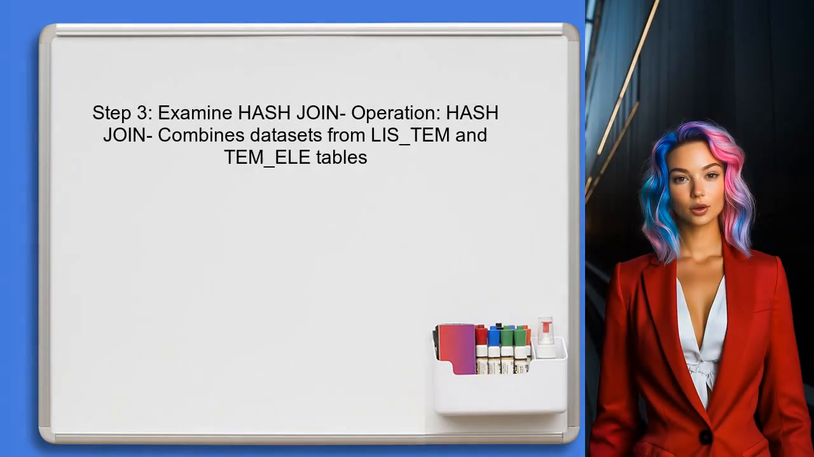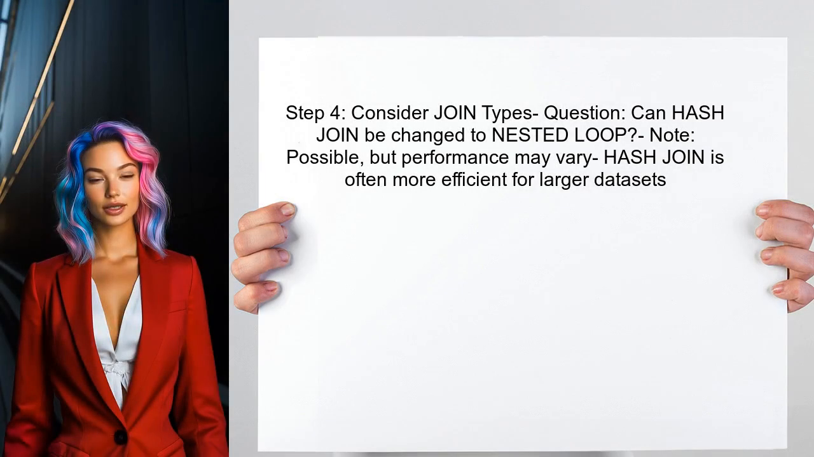The user should then examine the hash join operation. This operation indicates that two datasets are being combined based on a common key. In this case, the user can see that the hash join is used to join the results from the list tem and tem-el tables. Now, regarding the user's question about changing the hash join to a nested loop, it's important to note that while it is possible, the performance may vary based on the size of the datasets. The hash join is often more efficient for larger datasets.